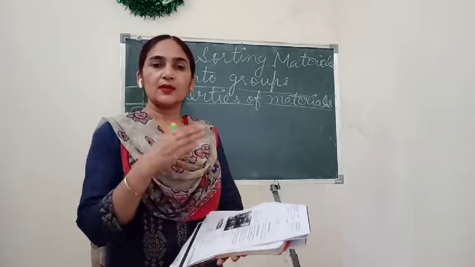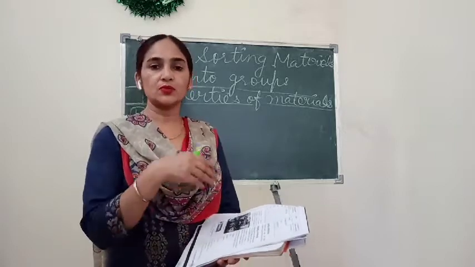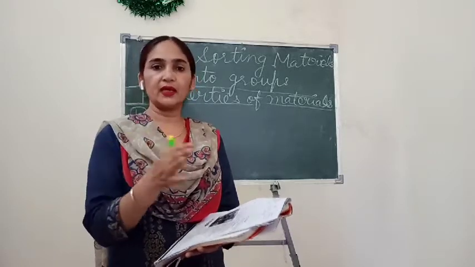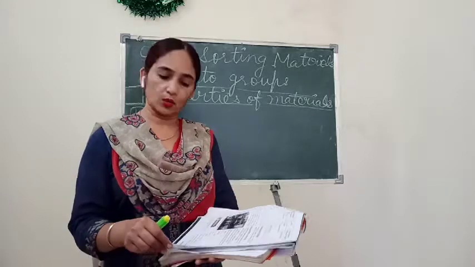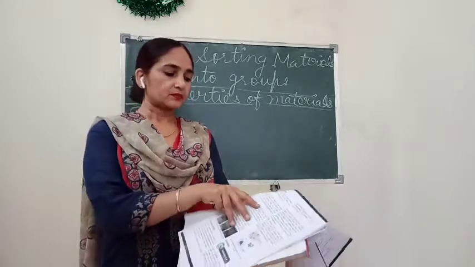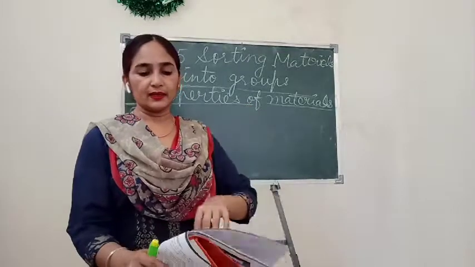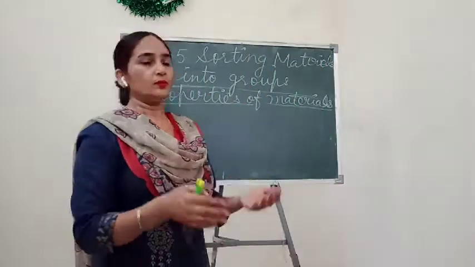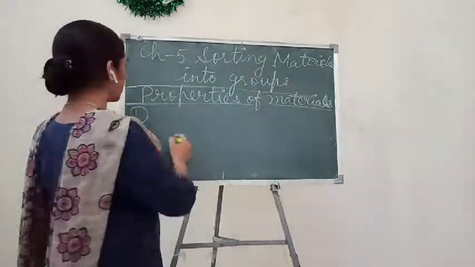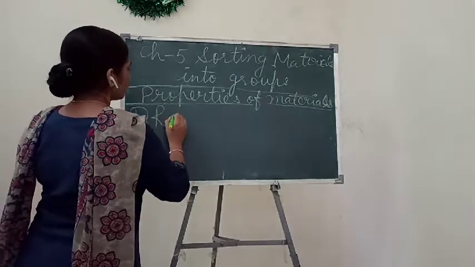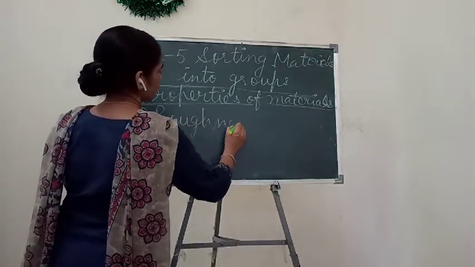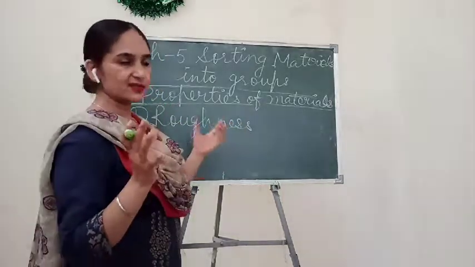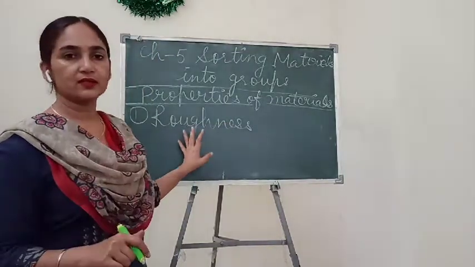Understand? So on the basis of these characteristics or properties, we can sort out or separate out the materials into different groups. After that, let's study these things in detail. So first, which is given in your book, the first property is roughness, or we can say hardness. In this way we can understand this property.